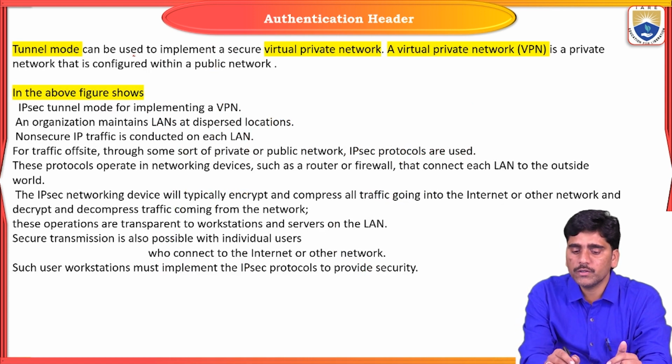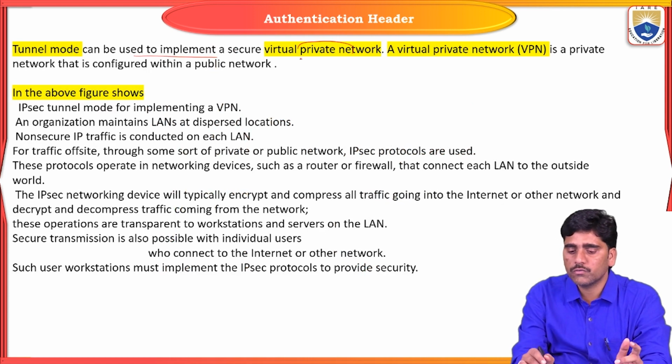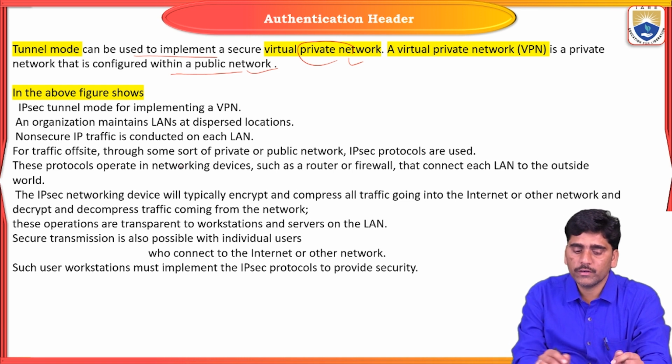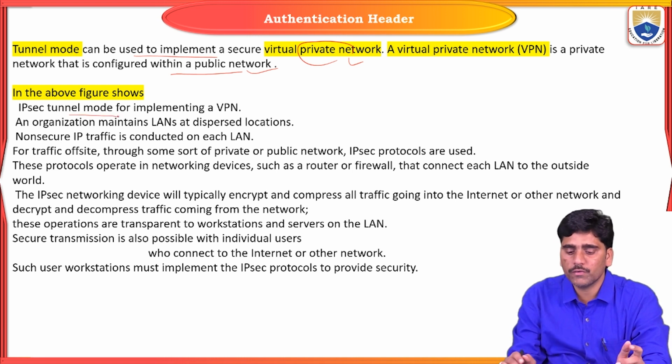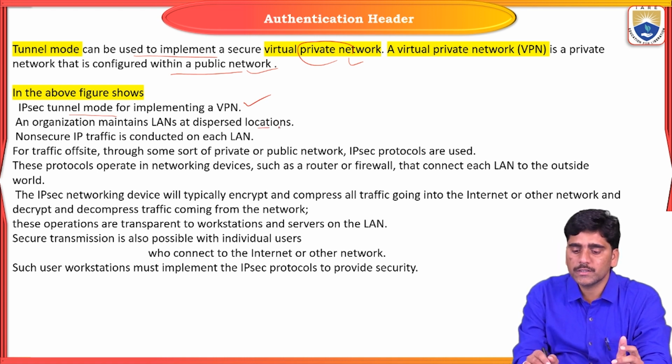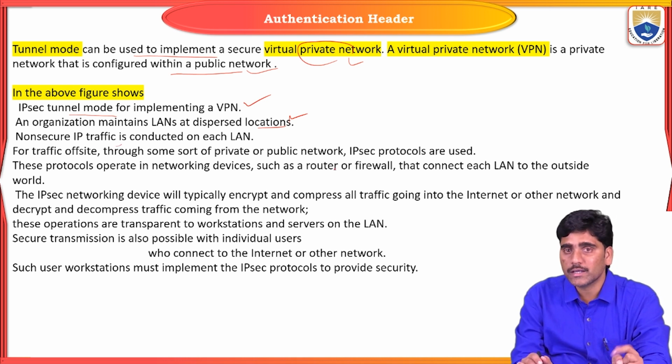The tunnel mode can be used to implement a secure virtual private network, which is a private network configured with the public network. The above figure shows the IP secure tunnel mode for implementing VPN operations. An organization maintains LANs at dispersed locations. Non-secure IP traffic is conducted on each LAN. For traffic offsite through some sort of private or public network, IP secure protocols are used.